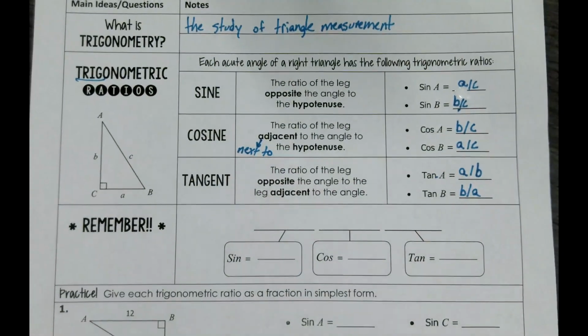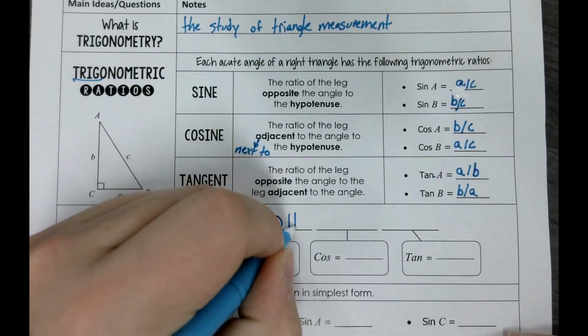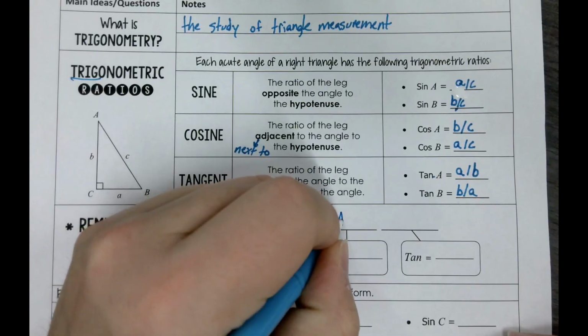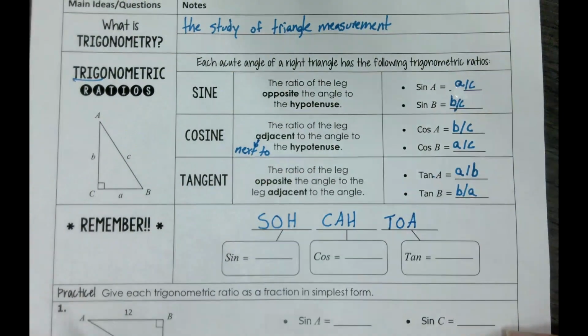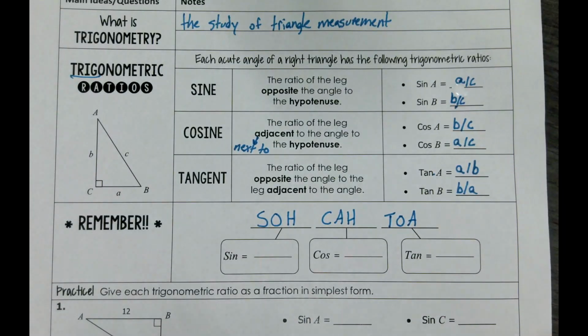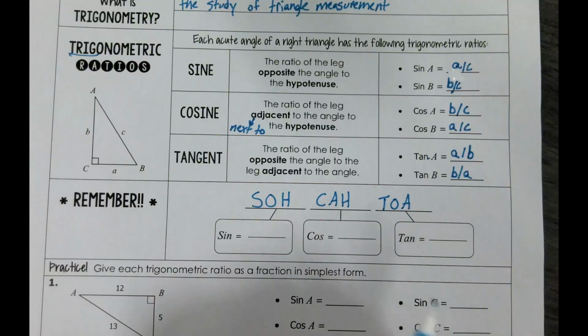A way that we can remember all this, because I know sine, cosine, and tangent can be a lot to remember, is a little acronym. We have SOH, CAH, TOA. SOHCAHTOA. That acronym can help you remember sine, cosine, and tangent.